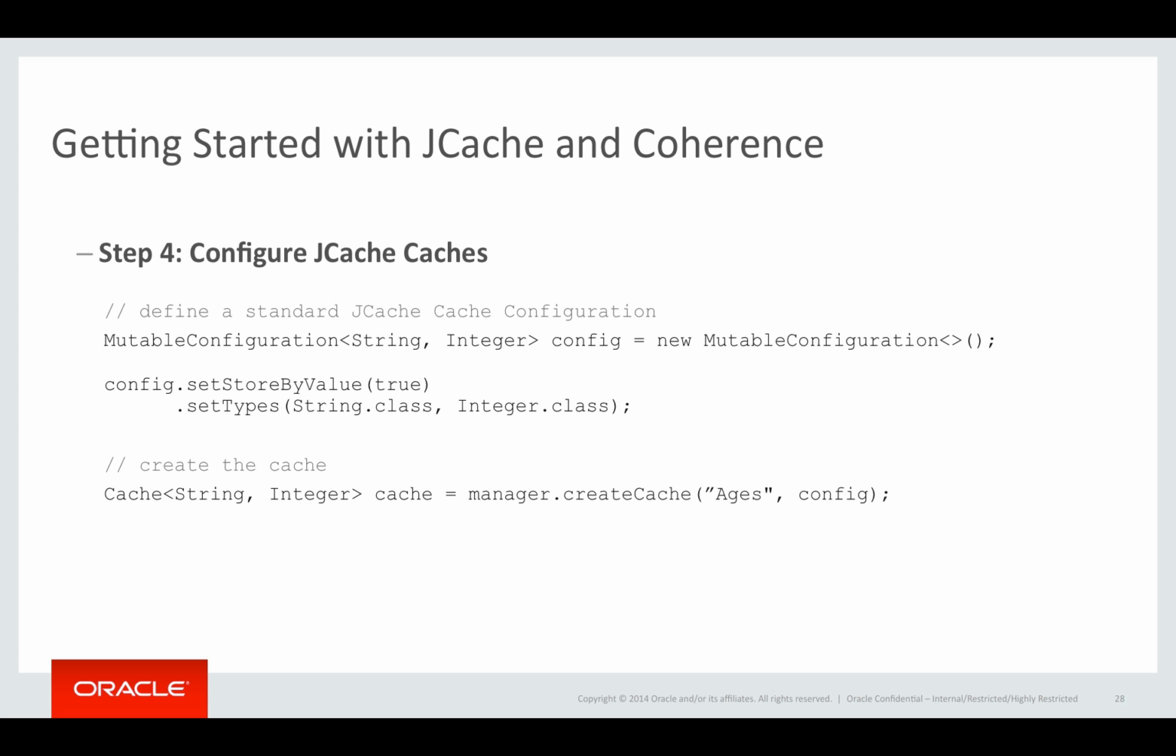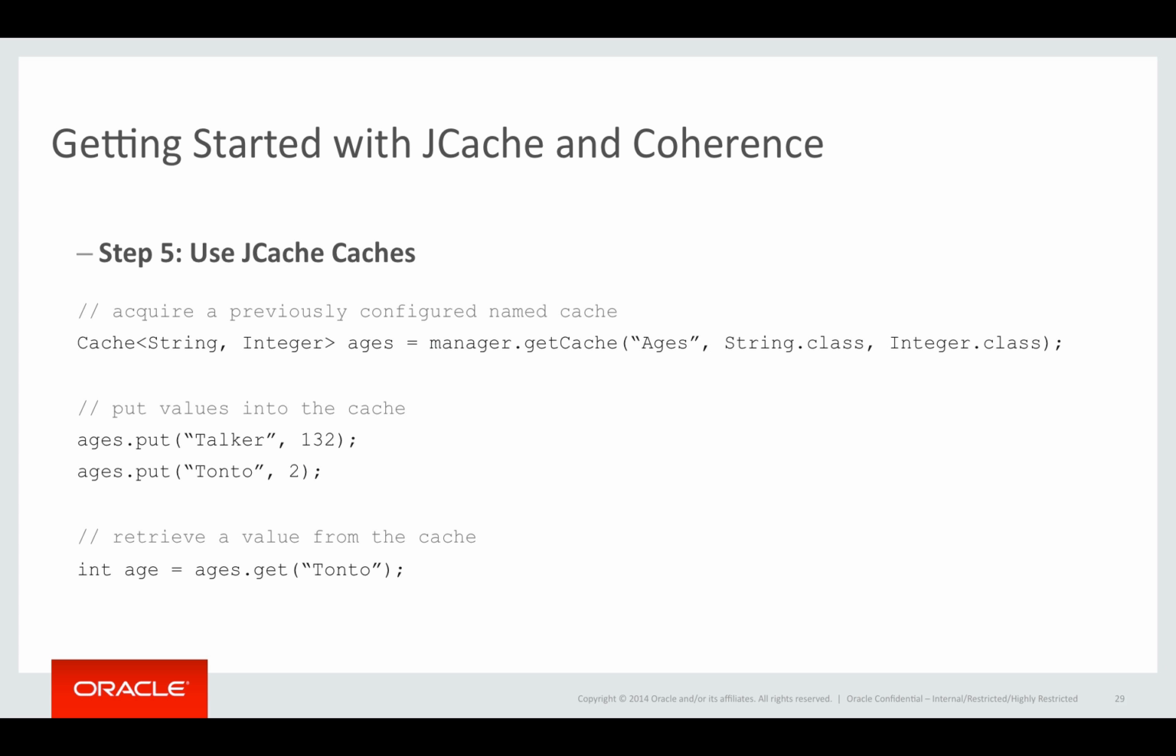Once we've set up our configuration, the last step is to ask the cache manager to create the cache for us. And notice we have to specify the name. So we say cache manager create cache, name, in this case ages, and what configuration. And that will return a cache that we can then use. If a cache already exists with that name, you'll get an exception. If the manager can't produce a cache using that configuration, you can also receive an exception.